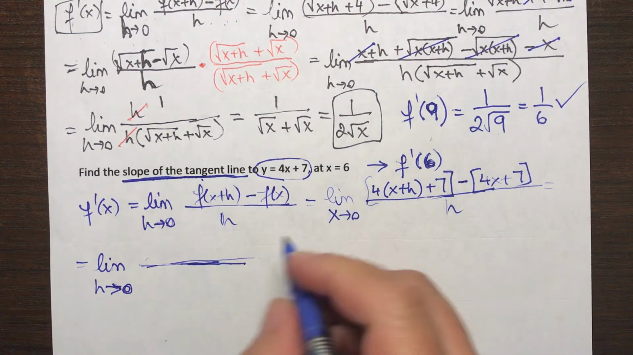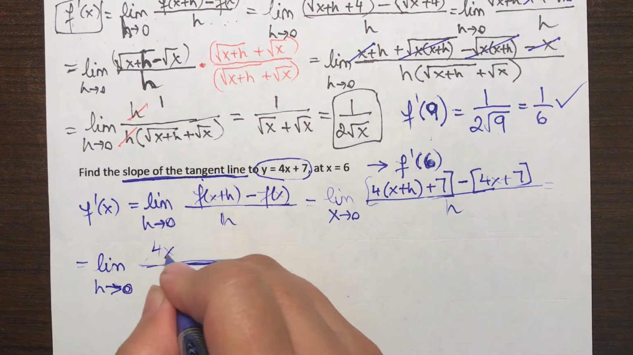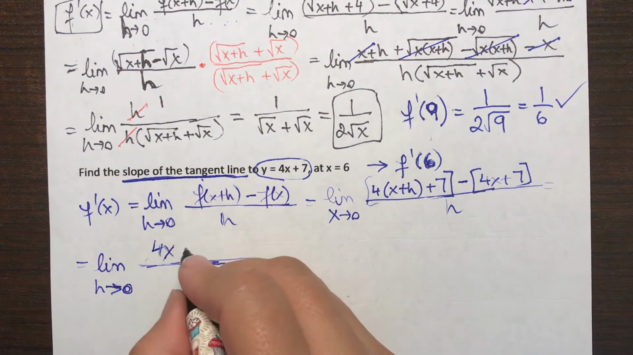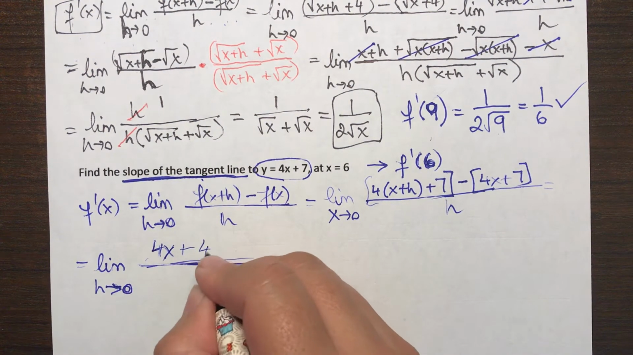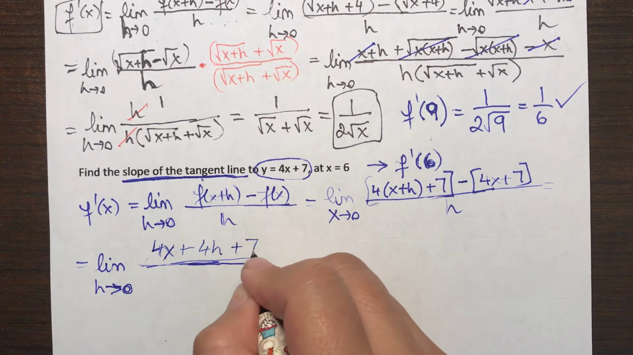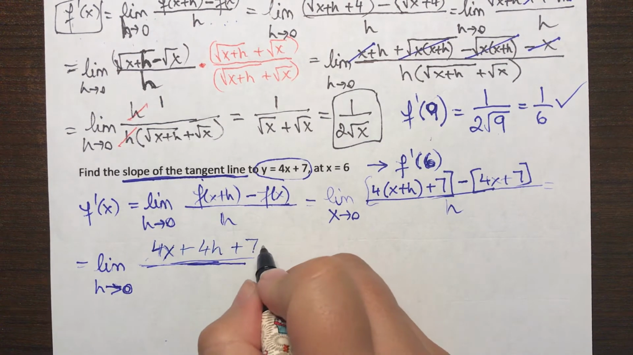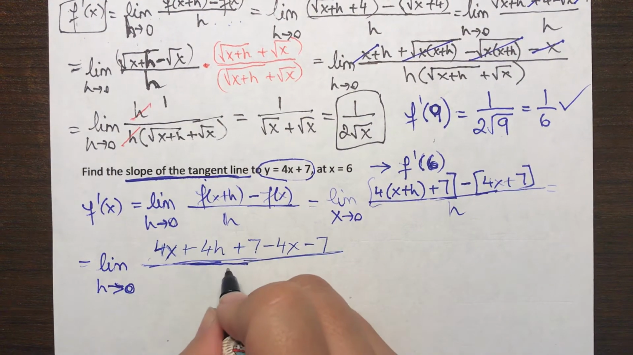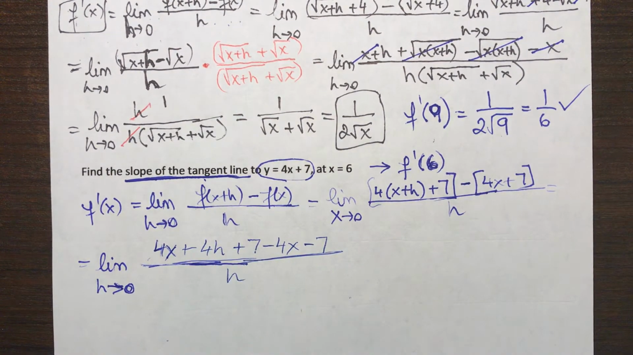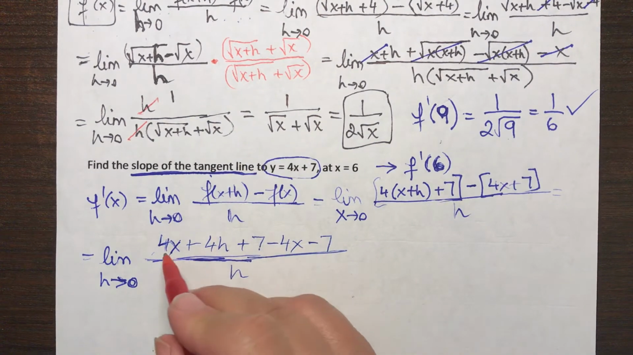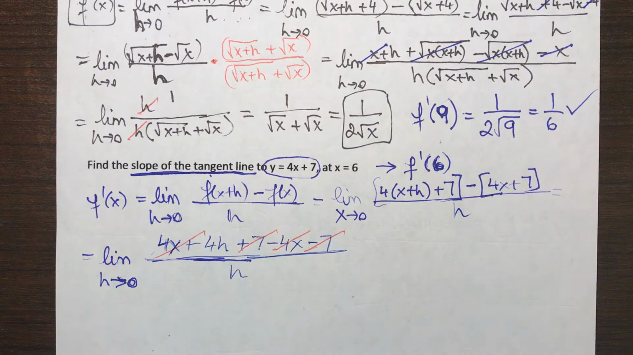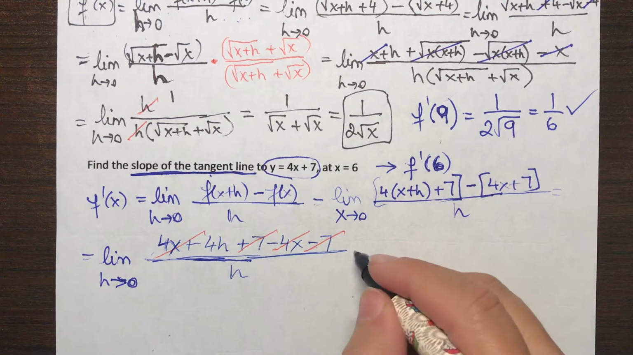Okay, so distribute in the 4. So 4x plus 4h plus 7 minus 4x and minus 7. Again, be careful distributing in the minus sign. So, do any of these terms go away? Yes, the 4x goes away. The 7 goes away. What should happen is only h terms should be left behind.